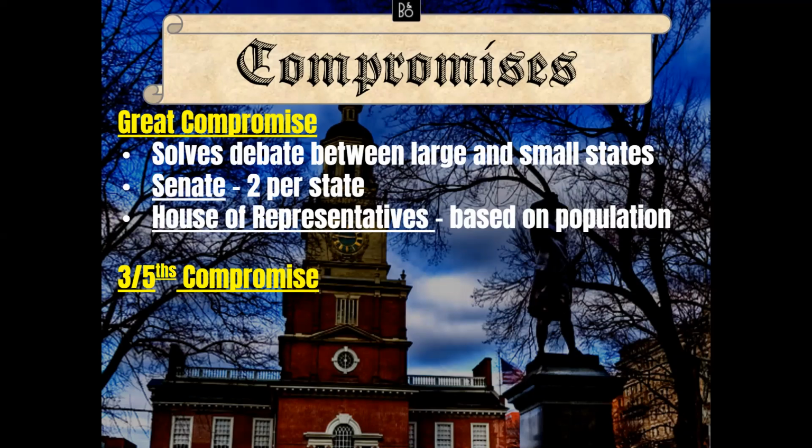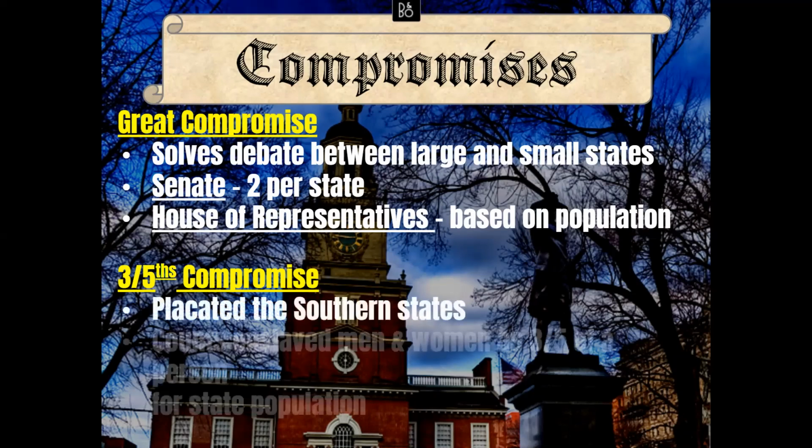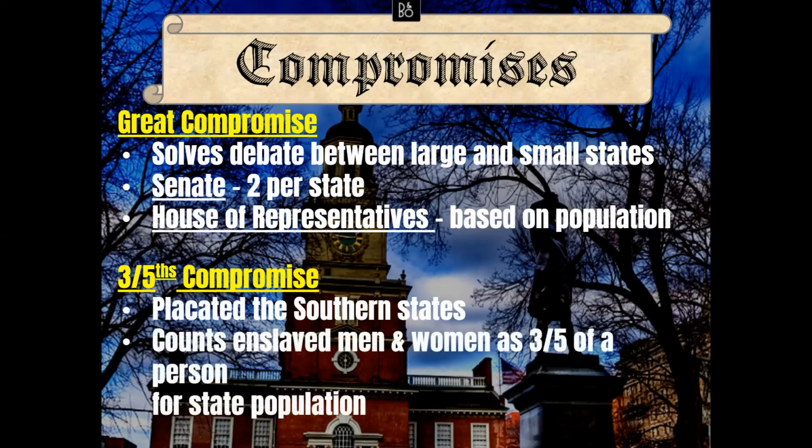Here will be the second compromise. It's going to be called the 3/5 compromise. And what the 3/5 compromise really does, it counts enslaved men and women as 3/5 of a person for state population counts. So as bad as that and wrong as that is, it counts each enslaved man and woman as 3/5 of a person, and that will go towards the state population. So you're not really counting the slave as a full person, yet you're still counting somewhat of them. So it keeps both the South and the North happy.